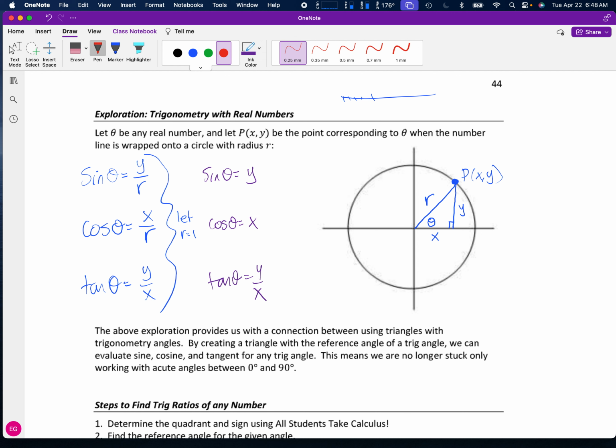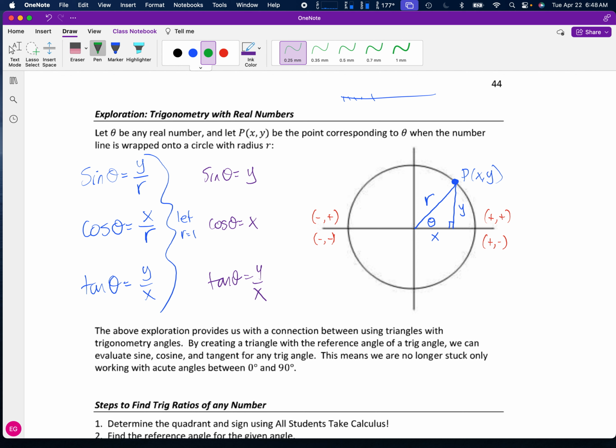So the first thing I want to pay attention to is how points work. In the first quadrant, x's and y's are both positive. In the second quadrant, the x values are negative, but the y values are positive. In the third quadrant, everything is negative. And in the fourth quadrant, the x is positive, but the y is negative.